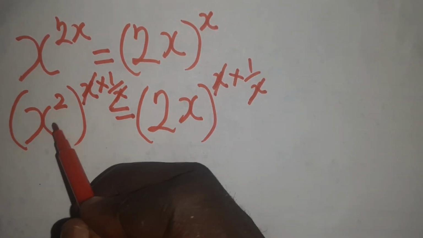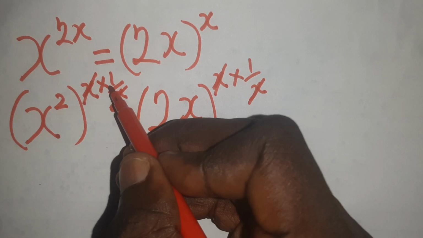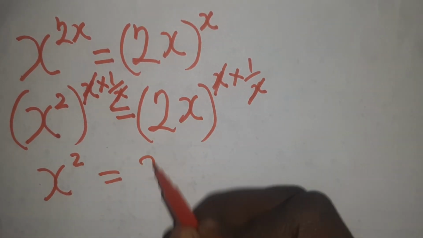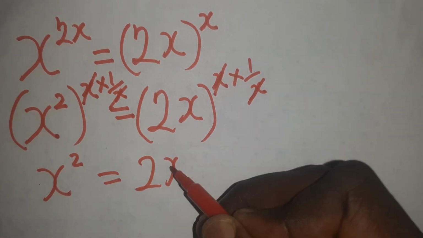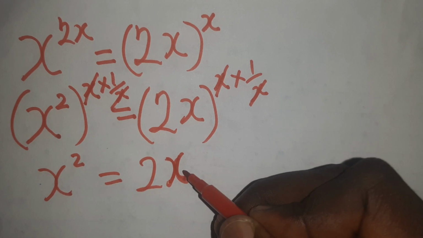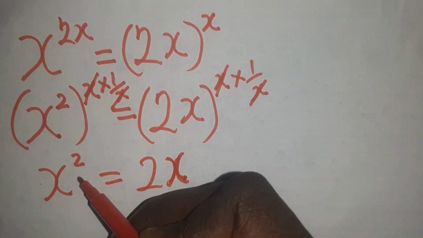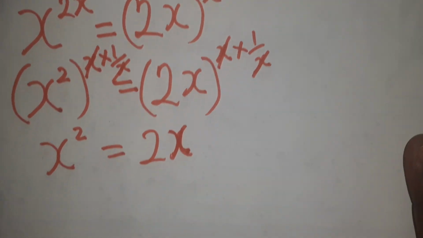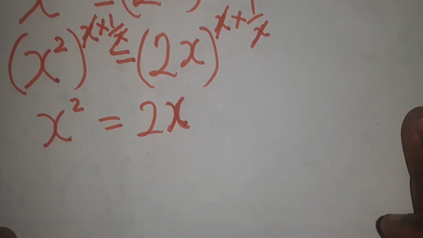So I'm left with just x squared, of course still power 1, which is still x squared, equals, here I'm left with 2x, of course still power 1, which is still 2x. So 2x raised to power 1 is still 2x, and x squared raised to power 1 is still x squared. Obviously, now we have a quadratic equation, and we can solve this easily by using factorization method.